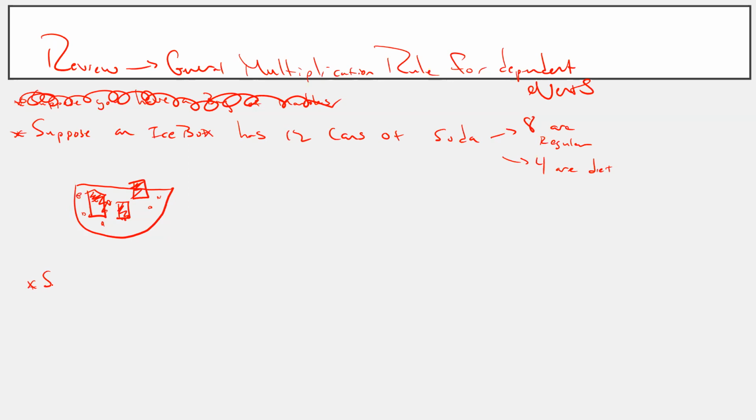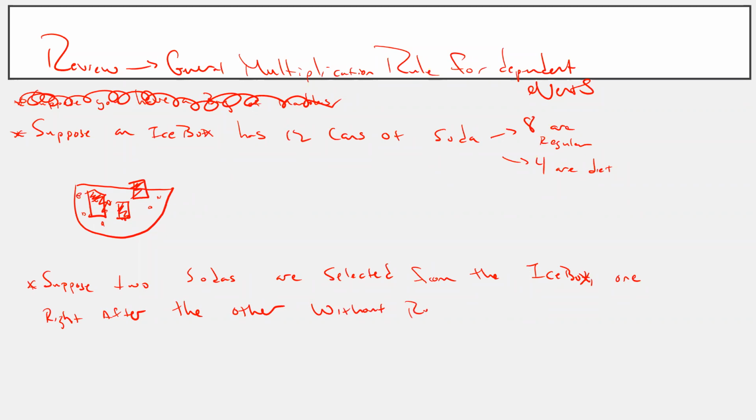Suppose 2 sodas are selected from the ice box, one right after the other, without replacing the first. So imagine I'm going to go into this tub and think, oh, man, I need a nice, refreshing drink. I'm going to grab one soda, toss it to a friend, and then grab another soda, okay? So now I'm going to ask you some probability questions.